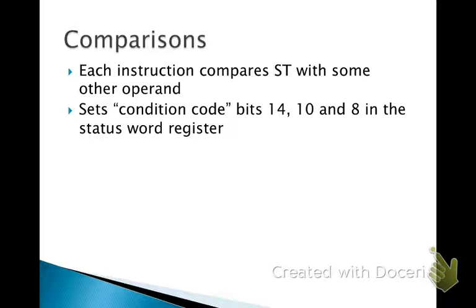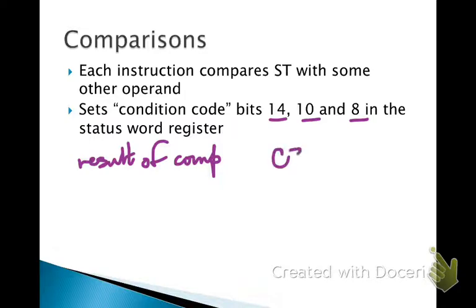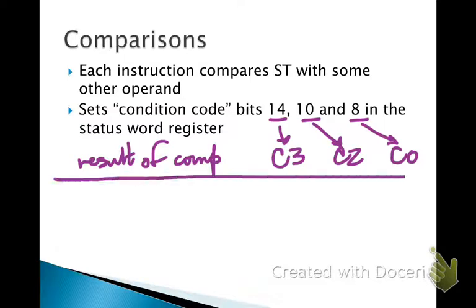Now, these bits are named, let's see, I'll show you, we'll do this in a table, where I'm going to have the result of the comparison and what happens in each one of these bits. Bit 14 is named C3. Bit 10 is C2, and bit 8 is C0. Okay, so the result of the comparison.